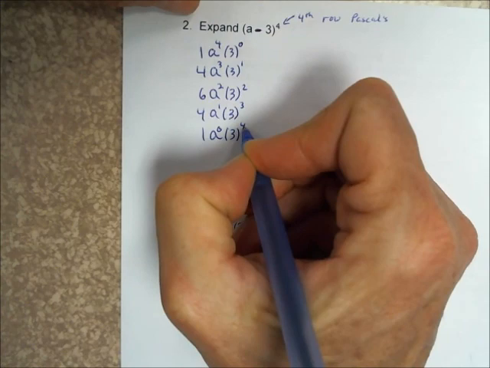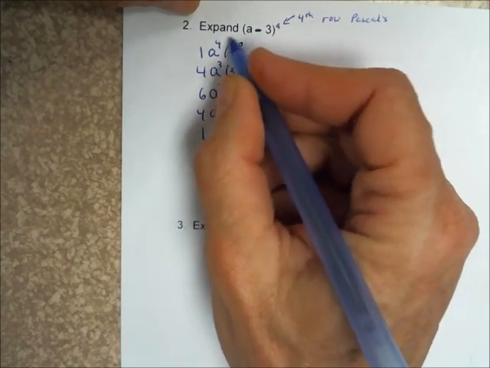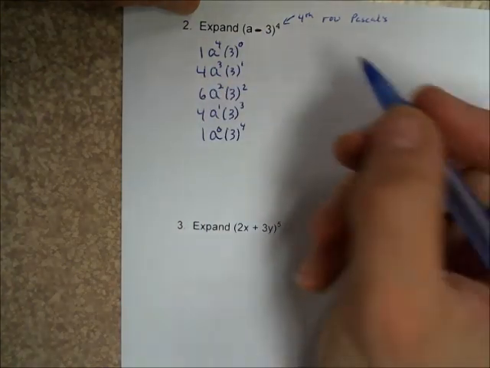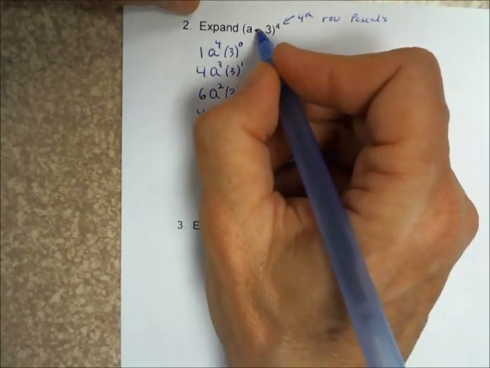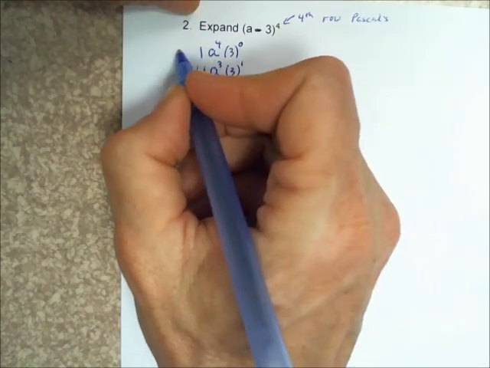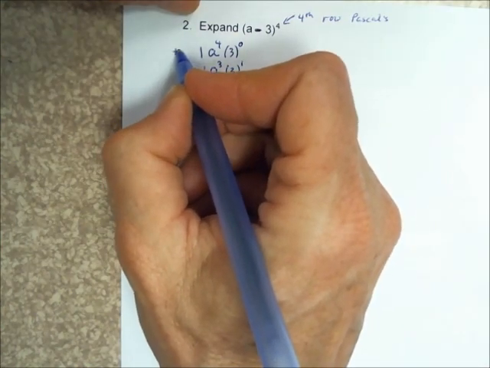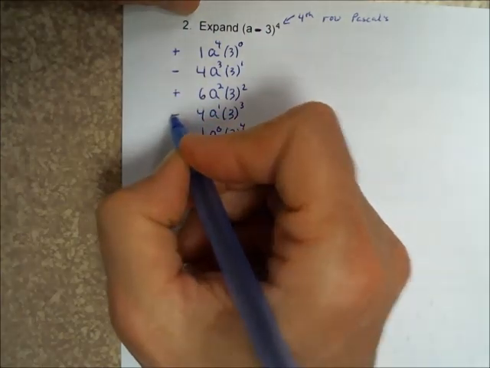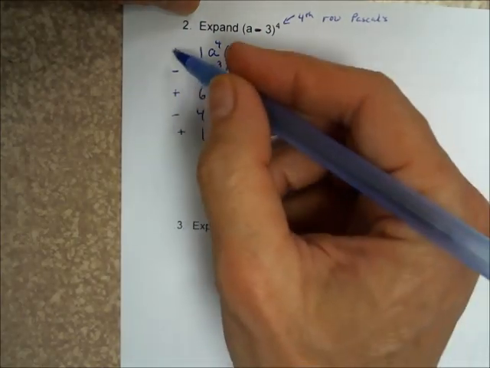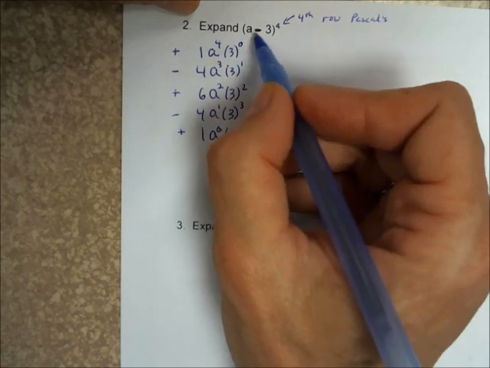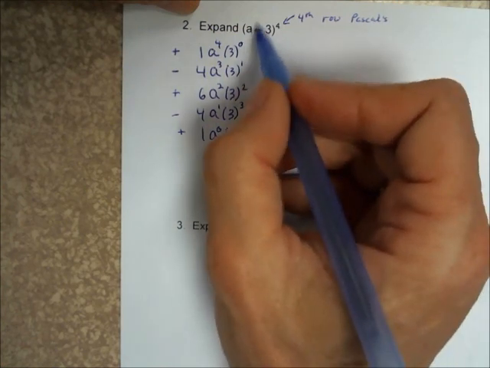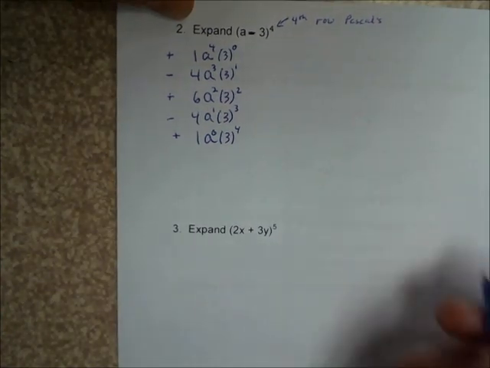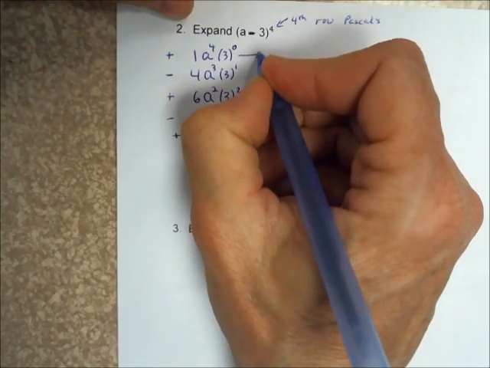Remember, you always end up with what you have here, and you always begin this first term with a 4. Because we have a subtraction, this first term is always positive no matter what, and then it alternates plus, minus, plus, minus, plus. So the alternating signs happen when you have a subtraction binomial. If this was addition, these would all be pluses like the last example. Now our job is to simplify each term.